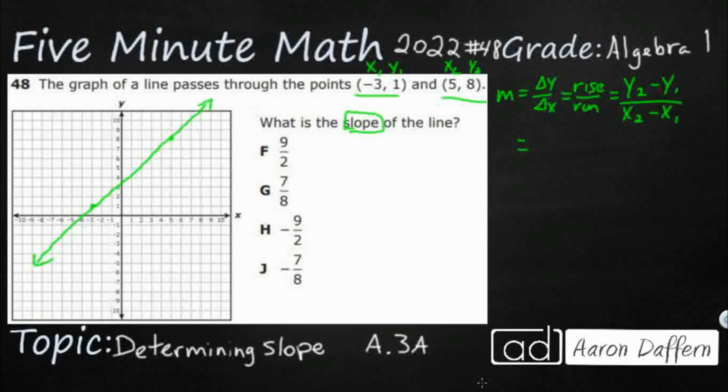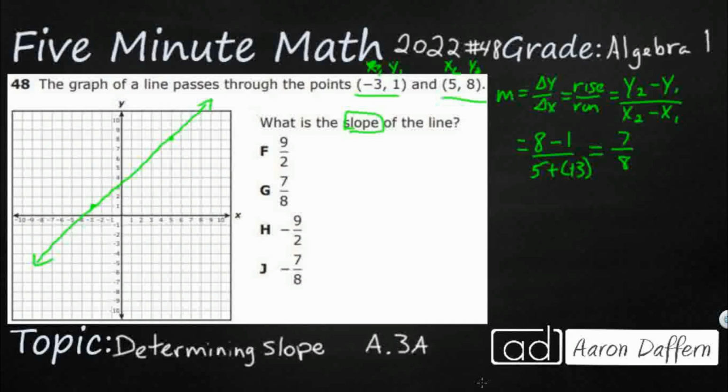So my y2 is going to be 8 minus my y1, which is 1. Okay, that's easy. My x2 is going to be 5, and then my x1 is -3. So 5 minus -3 is going to end up being a positive, so that's going to be 7/8. All right, so it looks like 7/8. So I do at least see an answer there.